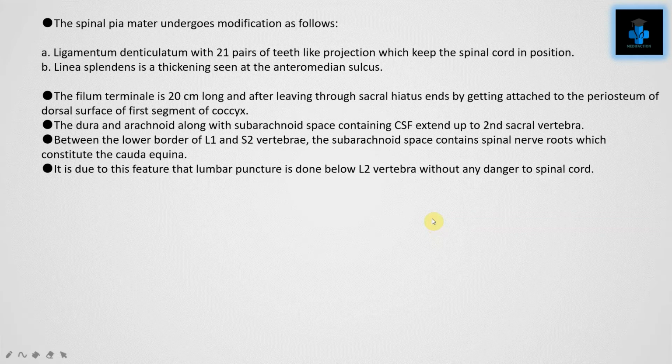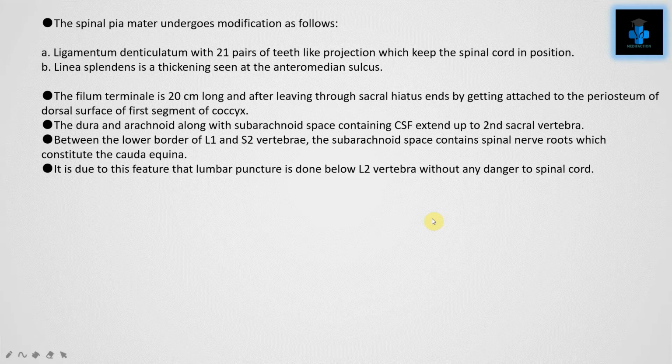The spinal pia mater undergoes modification as follows. A. Ligamentum denticulatum with 21 pairs of teeth-like projection which keep the spinal cord in position. B. Linea splendens, which is a thickening seen at the anteromedian sulcus. The filum terminale is 20 cm long and after leaving through sacral hiatus ends by getting attached to the periosteum of dorsal surface of first segment of coccyx bone.